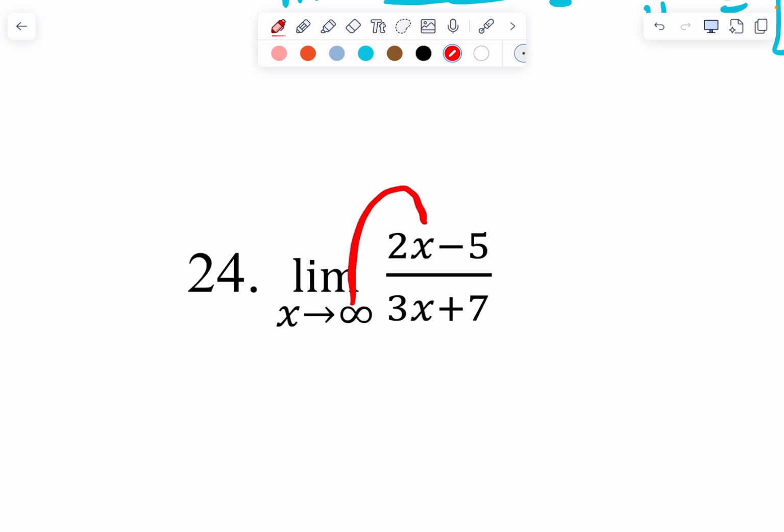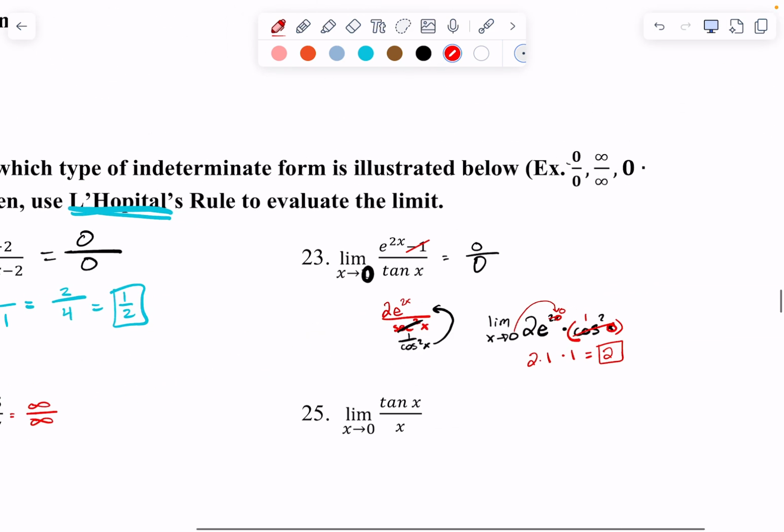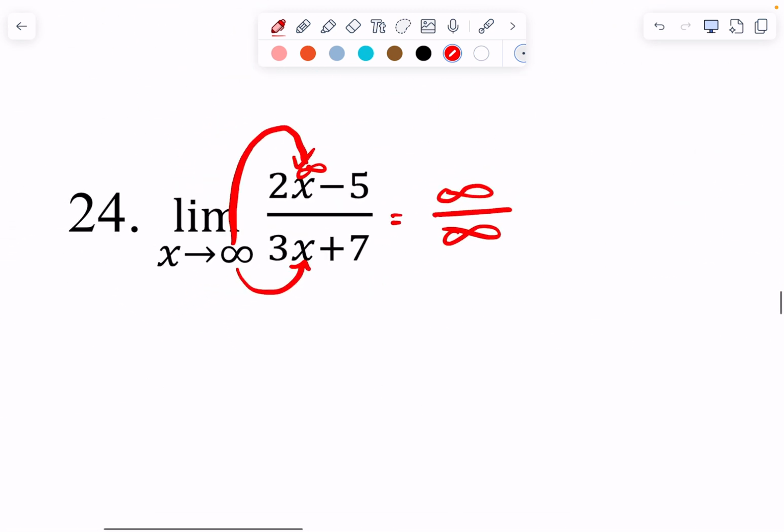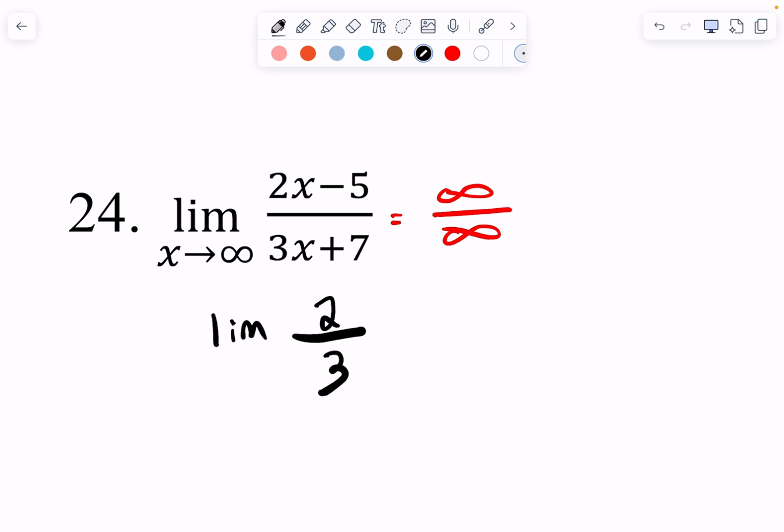Okay, next. Oh, this one's fun. If I plug in infinity, what's 2 times infinity minus 5? Still a really big number, infinity, right? What's infinity times 3 plus 7? Still a really big number. Is that one of the forms that we can do? Yeah. Infinity over infinity? Yep. So I'm going to do what? This one comes out nice. What's the derivative of the top? 2. What's the derivative of the bottom? 3. And I'm finding the limit as x goes to infinity.